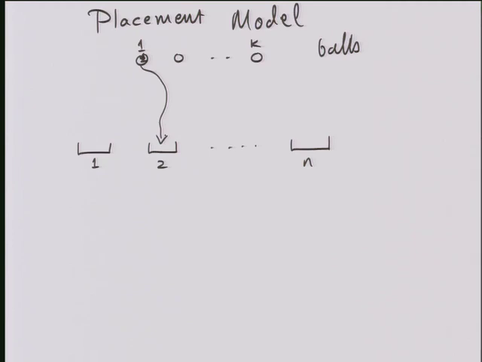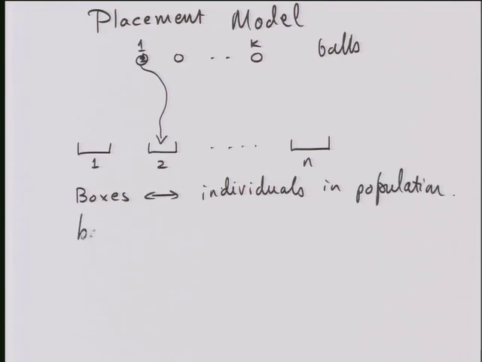So the boxes correspond to the individuals in the population. And the balls correspond to the individual samples.